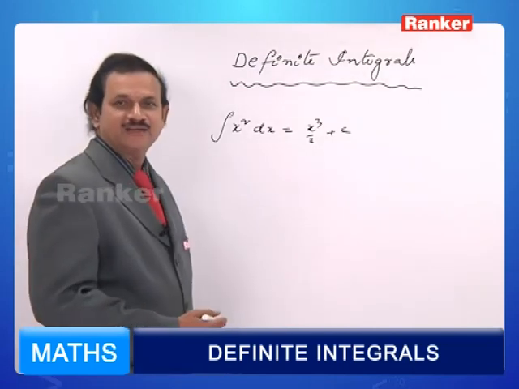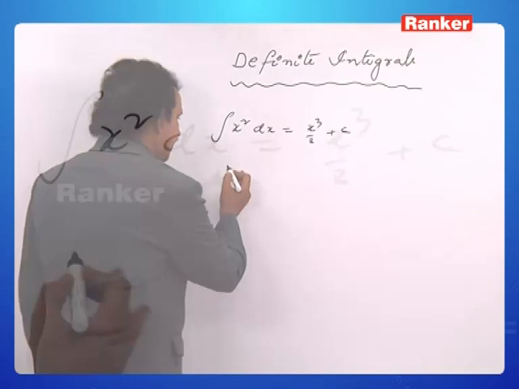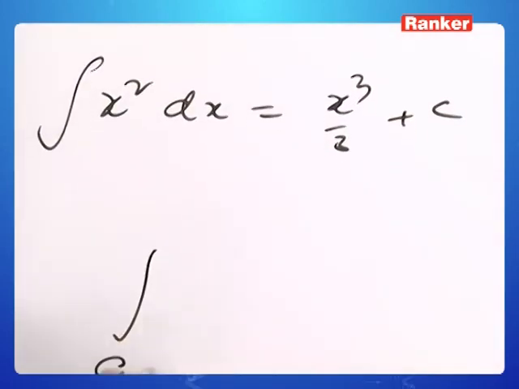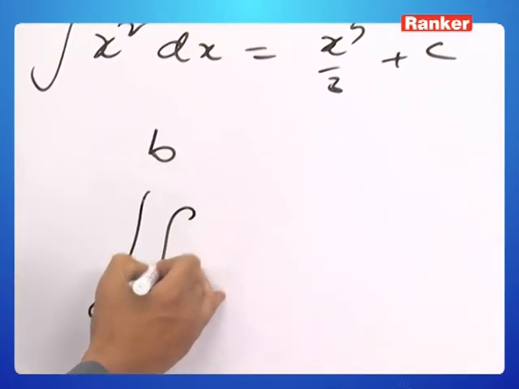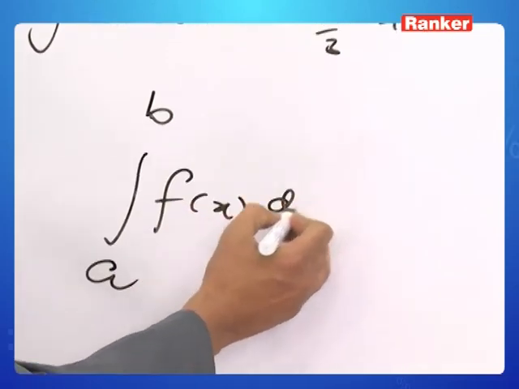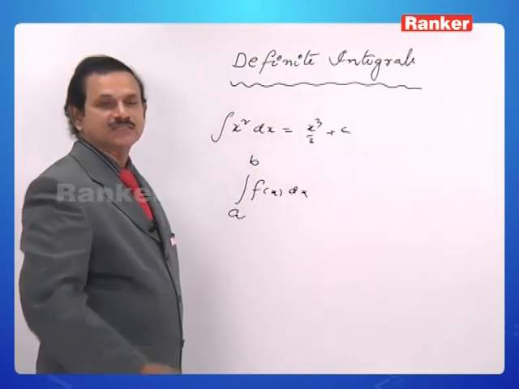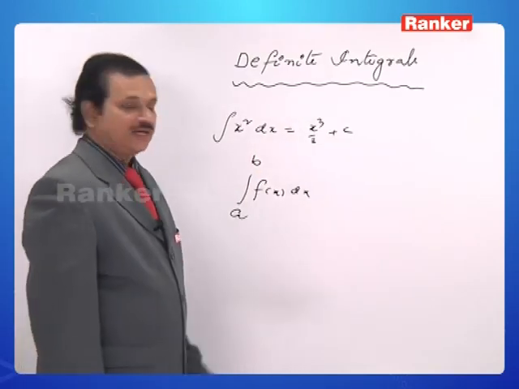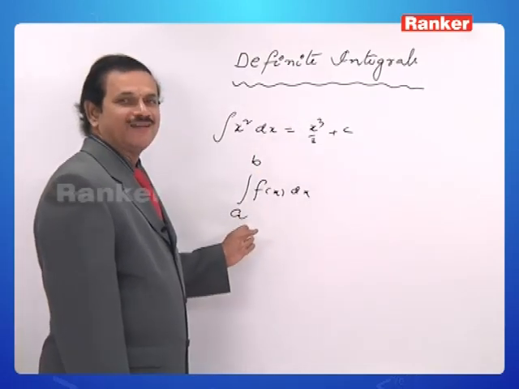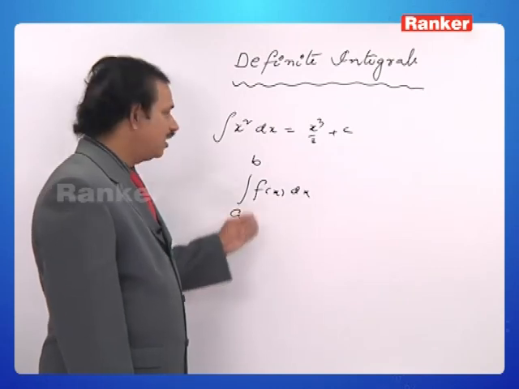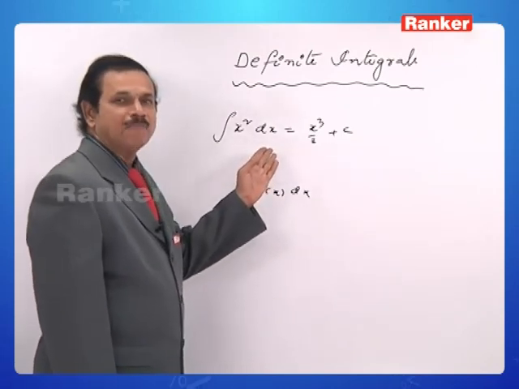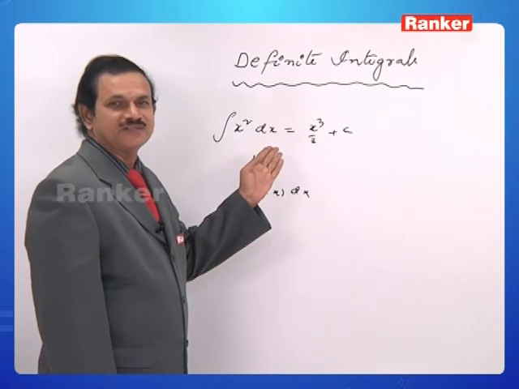On the other hand, we are going to get acquainted with a new type of integral, namely integral a to b f of x dx. Look at the symbolism. Integral a to b f of x dx. Here a is called the lower limit of this definite integral, b is called the upper limit of this definite integral.